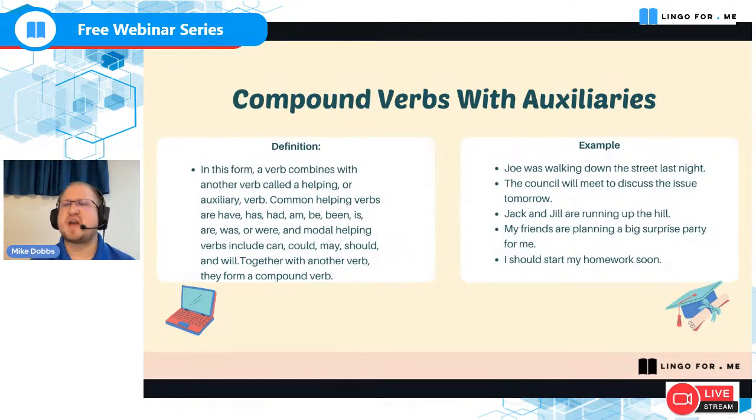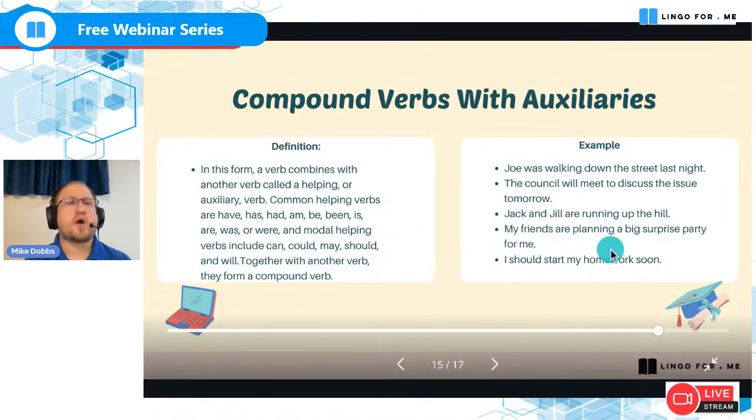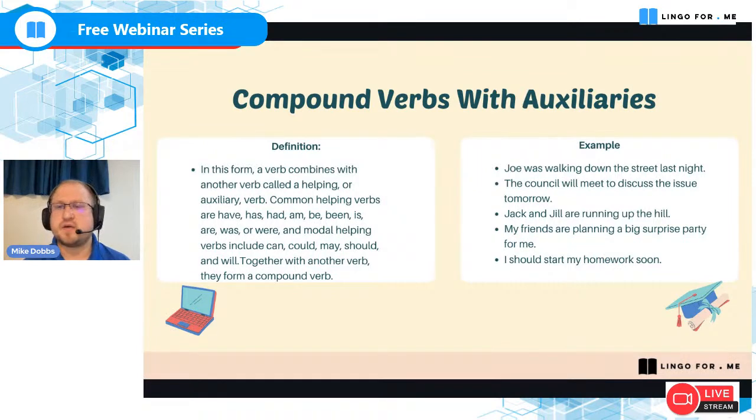The next one is, Jack and Jill are running up the hill. That's kind of a common phrase from a nursery rhyme in English. Jack and Jill ran up the hill to fetch a pail of water. But here you can see, Jack and Jill, what are they doing? They are running. So that's the auxiliary there. The next sentence, my friends are planning a big surprise party for me. So a surprise party could be if you did something good, you got a new job, or it's your birthday or anniversary, some type of celebration. Surprise just means you're not expecting or ready. And they planned and had a big surprise party for me, which means I was not expecting the party and they were planning it out.